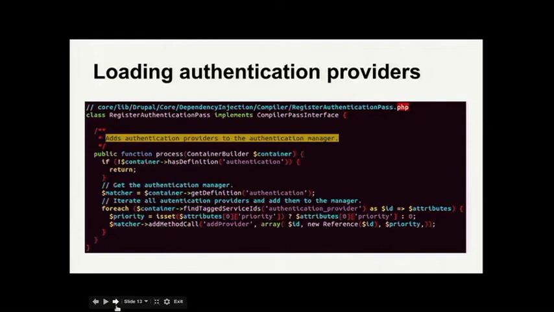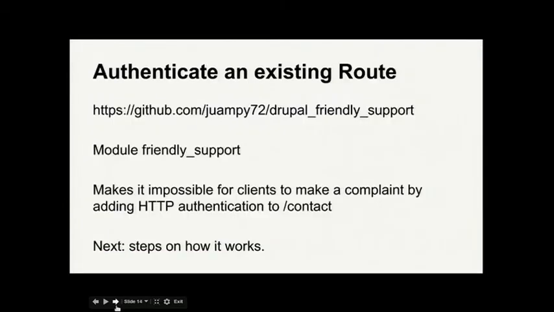And this is how the authentication manager loads each of these services. There is a compilation pass. This is what happens, for example, when you clear cache in Drupal 8. Well, you don't clear cache in Drupal 8, you do a cache rebuild. So one of the passes is when Drupal starts loading all the authentication providers available. It will look through all the services, and it will check if this service, the YAML file we just showed before, has the authentication tag, and it will add it to the system. And it will also take into account the priority.